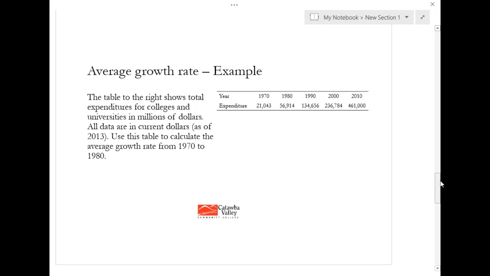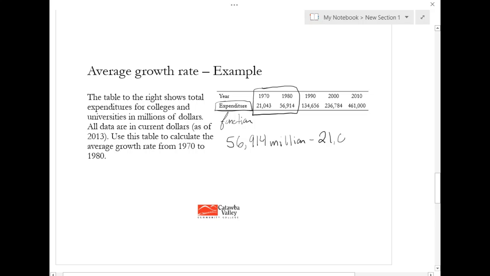So again, we're looking for the change in the function divided by the change in the independent variable. In this case, the expenditures is the function, and the years is going to be the independent variable. So over this time interval, 1970 to 1980, the change in the function is going to be the change in expenditure. So that's going to be 56,914, and again this is in millions of dollars, minus 21,043 million dollars, divided by the change in the independent variable, which is the time. So the change in time was 10 years.